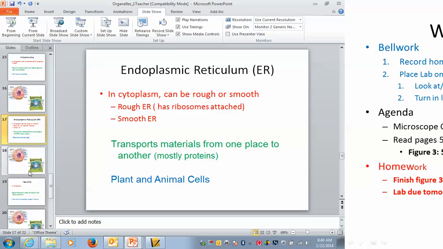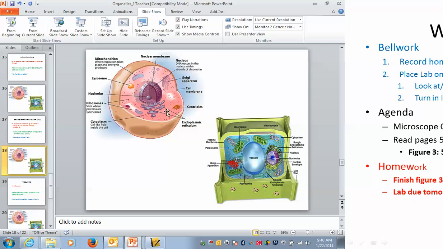Usually you will find the ER very close to the nucleus, so it's usually towards the middle. So here it is in your plant cell, and here they are on the outside of your nucleus. They're the green structures right here, okay?